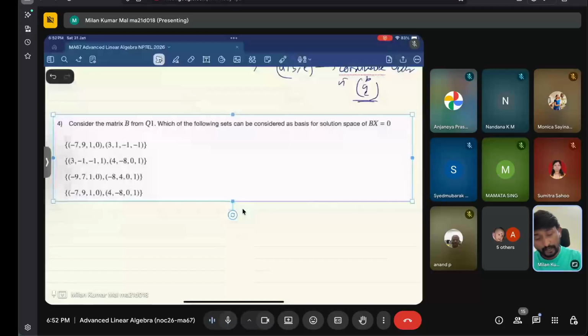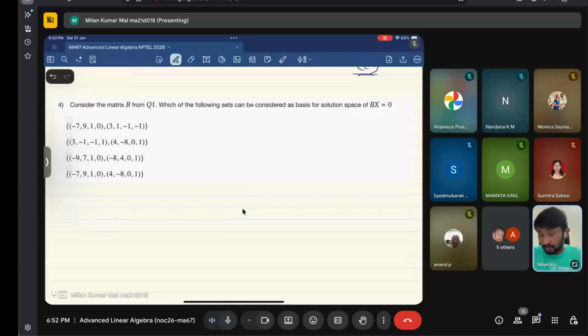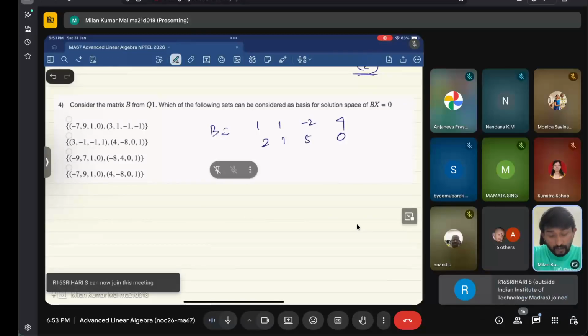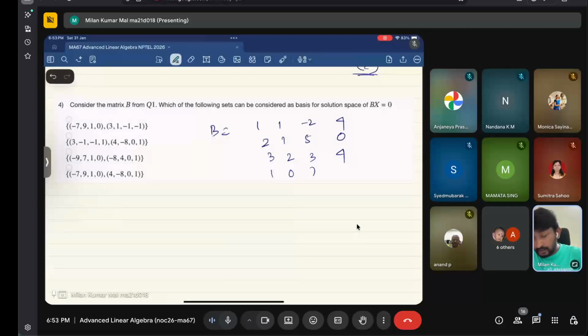I mean the same matrix. Here is the main matrix. Let me write once again the matrix, because we are discussing all the sub questions under the same main question. B was the matrix 1 1 minus 2 4, and the next row is 2 1 5 minus 2 4 2 1 5 0, and the next is 3 2 3 4. This is the B matrix 1 0 7 4.